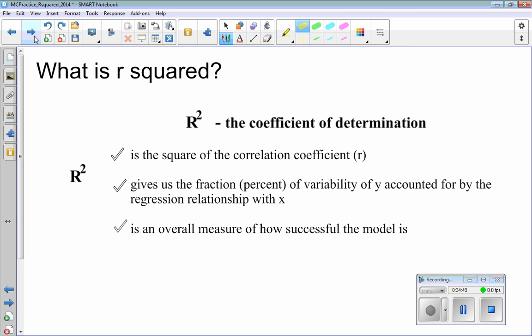R squared is called the coefficient of determination. Here are some facts about what R squared is. R squared is literally the square of your correlation coefficient. It's the square of R. You go back and forth between them mathematically, just like you would have to put the negative if the slope was negative, like we just did. Square root to go back and forth. So this is what the important sentence is.